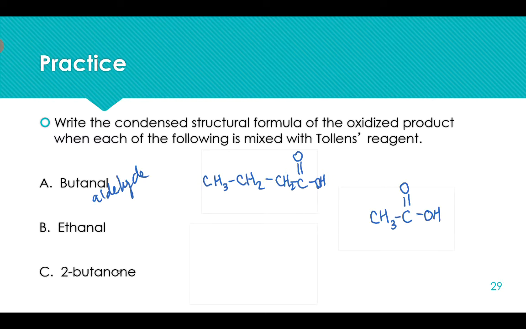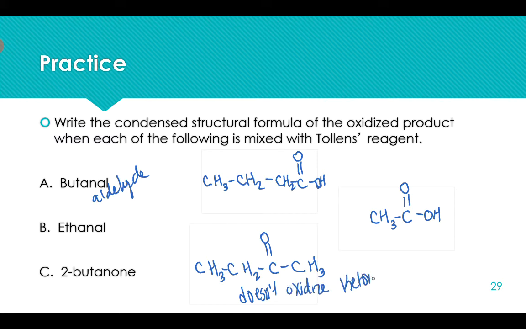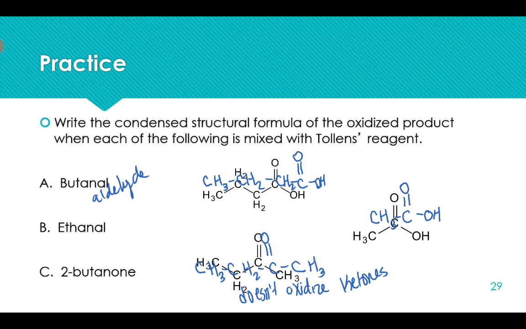For this last one, we have 2-butanone, so that's 4 carbons long, and a ketone off of the second carbon. So this is the structure of 2-butanone. And after mixing it with Tollen's reagent, we will still have 2-butanone left because this one doesn't oxidize. So we cannot oxidize our ketones because there's no hydrogen bonded to that carbon that we can remove.